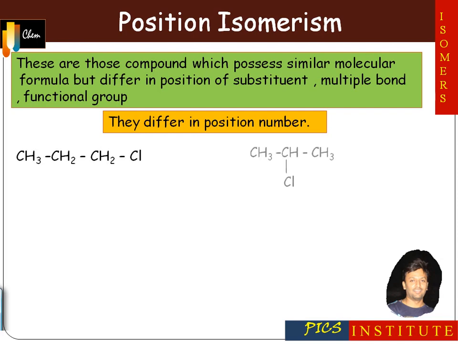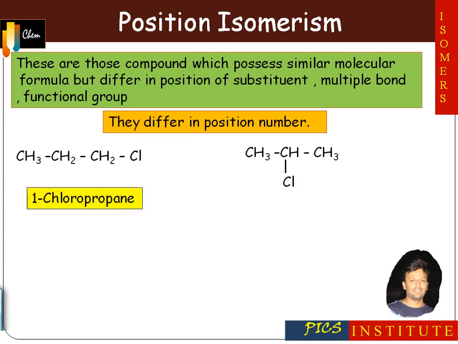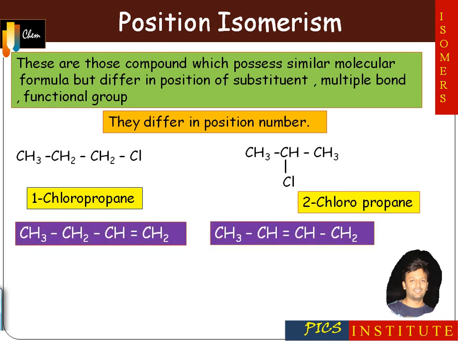For example, in the first molecule, the name of the compound is 1-chloropropane, and in the second it is 2-chloropropane. Since the word root is the same, they are not chain isomers, but the position number of the substituent is different. In the first case it is 1-chloro, in the second case it is 2-chloro, so they are position isomers. Similarly, in the case of but-1-ene and but-2-ene, we can understand the difference in position number.